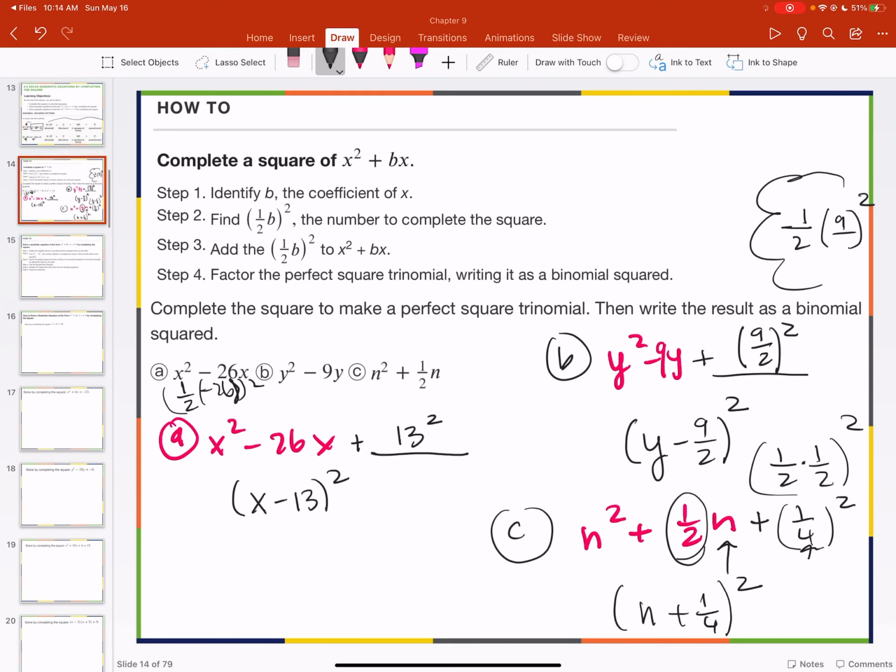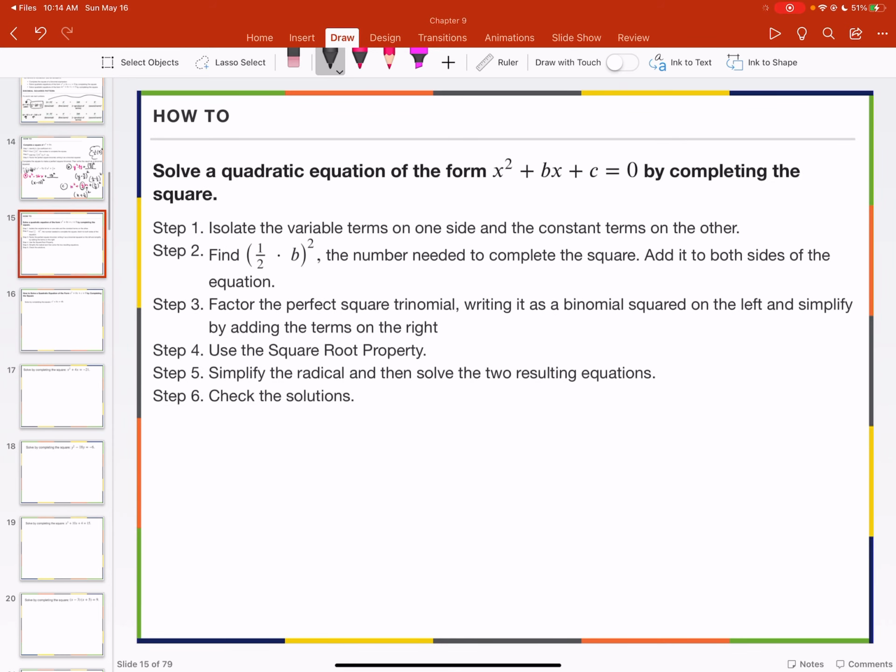Okay, so to solve an equation where it's equal to 0, we need to do the same thing to both sides. We get it into x squared plus bx, and then plus something is equal to negative c, or whatever the number is, and then we take the half of it, square it, and add it to both sides. Okay, and then we would solve. So let's go ahead and do that.